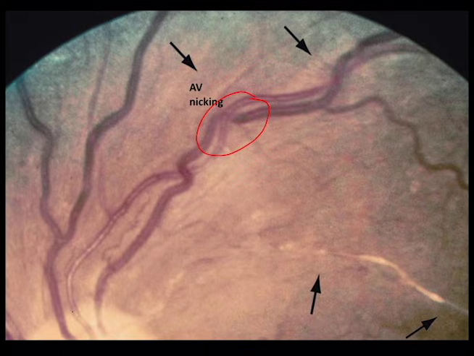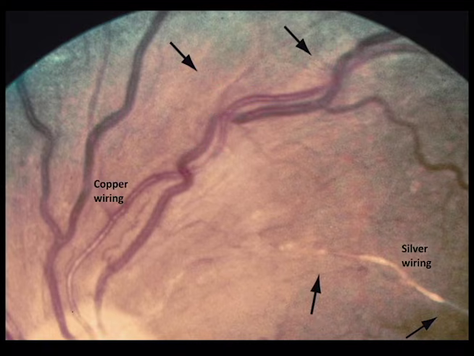Copper wiring is another sign of chronic hypertension, and when light reflects off of an arteriosclerotic vessel, the vessel appears kind of like a metallic wire. So in copper wiring, this metallic appearance is only in part of the vessel, so you can see that the center of this vessel is kind of yellow, but the very edges of the walls remain red. Whereas in silver wiring, the metallic appearance is throughout the entire span of the vessel.